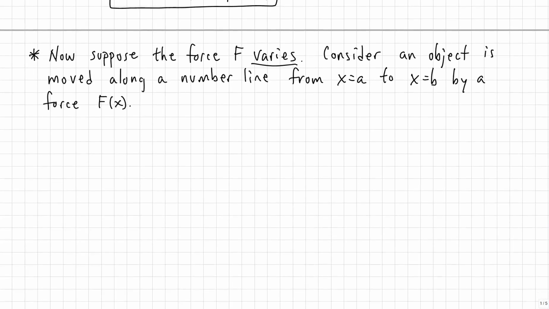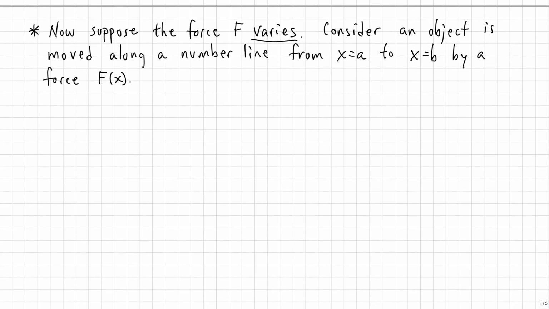Well, what if the force varied? What if it wasn't the same amount of force all the time during the situation? So let's consider an object that's being moved along a number line from x equals a to x equals b by a force that depends on x. For convenience, we'll have the object moving along a number line so we can easily determine position and distance. And we'll have our force depend on some number x this time. So the force will vary depending on what x is.